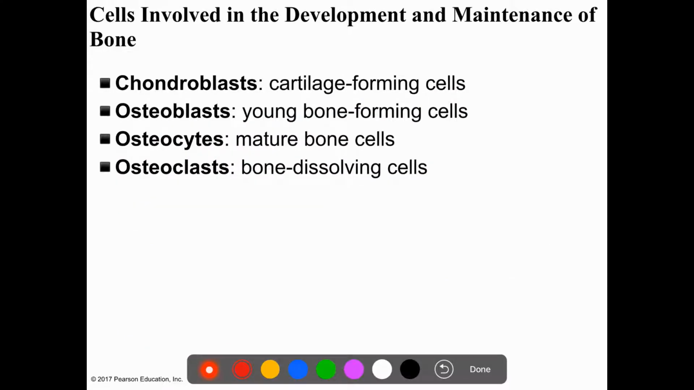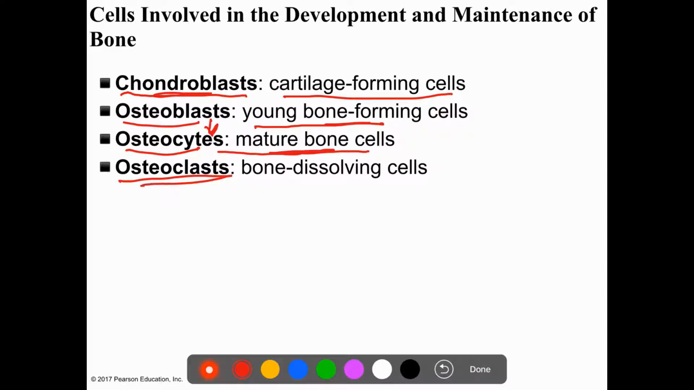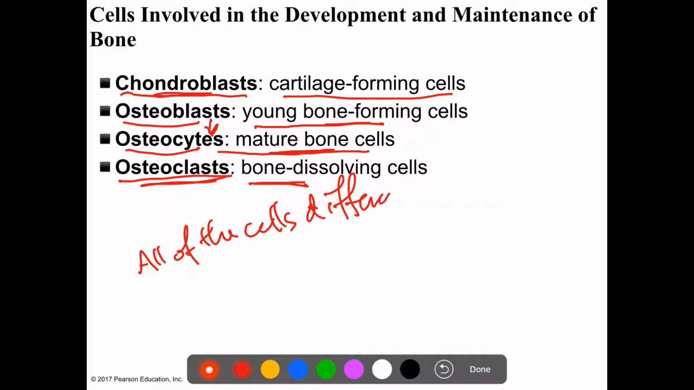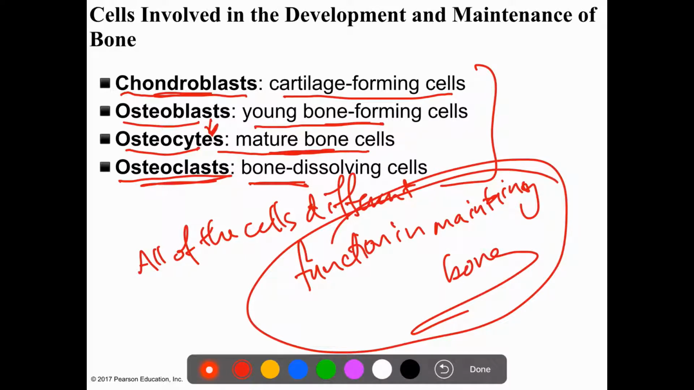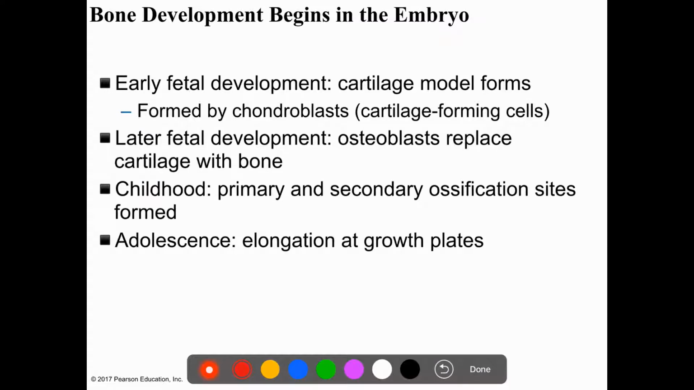Now let's talk about the cells. Whether they are in the cartilage or in the bone, for example, in the cartilage, we have the chondroblast. These are the cartilage forming cells. Osteoblasts, these are young bone forming cells. Osteocytes, these are the mature bone cells. So osteoblasts will develop into osteocytes, and then we have the osteoclasts, which are the bone dissolving cells. In general, all of these cells have different functions in maintaining bone. We are not going to see the details of their function, just understand that they have a general function in maintaining bone.